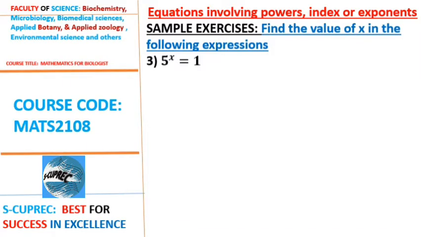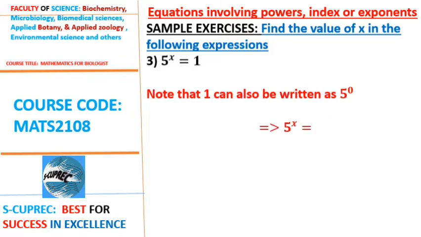If we have 5 raised to the power x equals 1, this is very tricky. You have to take note of something here. You have to take note of the zero law of indices. So you have to know that 1 can also be written as 5 raised to the power 0, because anything raised to the power 0 is always equal to 1. We're using 5 because we want the bases on both sides to be the same so that we can equate the powers.